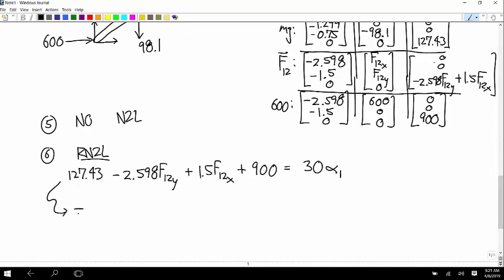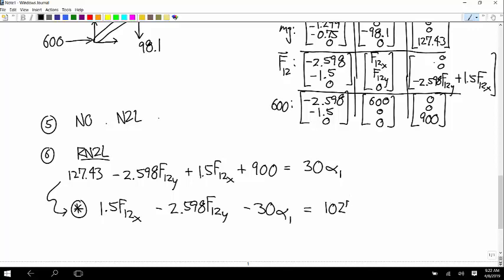And I'll rearrange that into our first equation for our system. 1.5 F12X minus 2.598 F12Y minus 30 alpha 1 is equal to 1027 point, this is going to be negative 0.43. Who's with me on that?